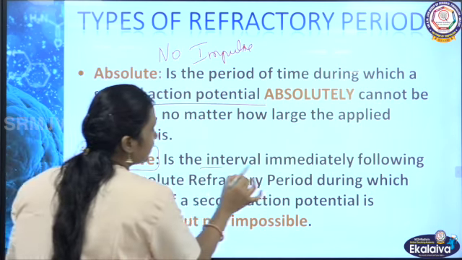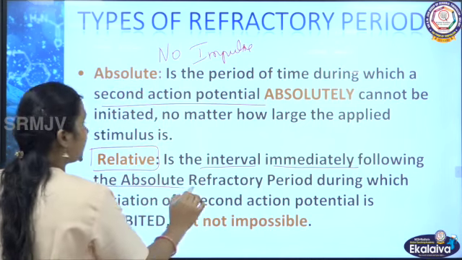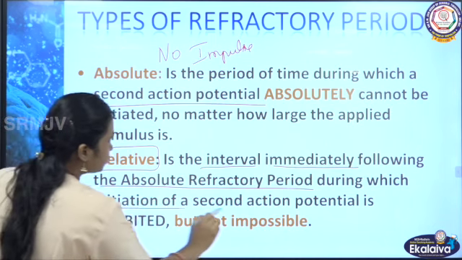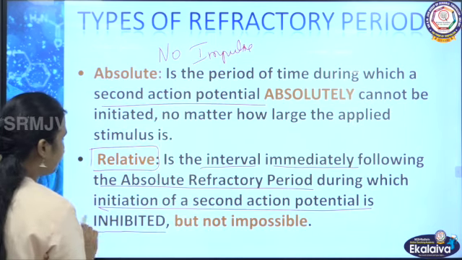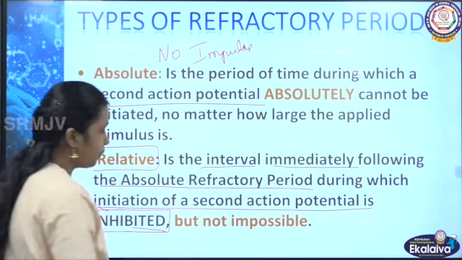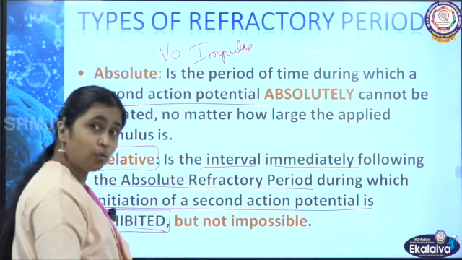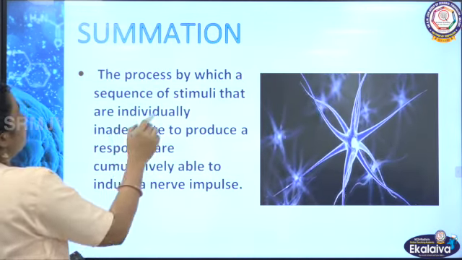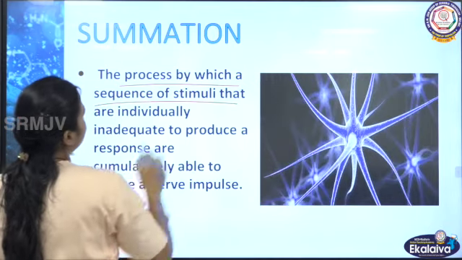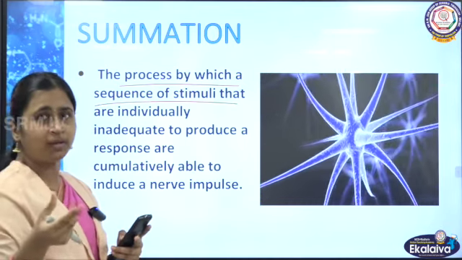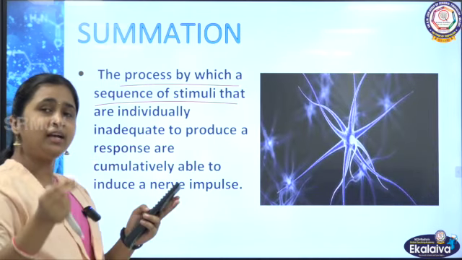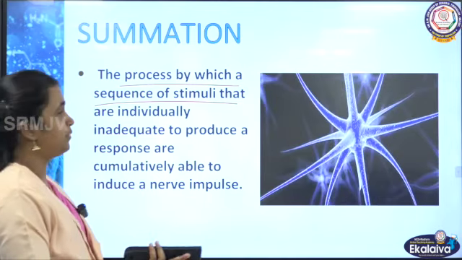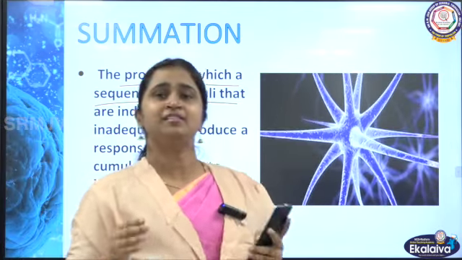We will read this. It is the interval immediately following the absolute refractory period. In the refractory period there is no propagation, during which initiation of a second action potential is inhibited. It stops, it will not allow, but in the relative period it is possible to propagate the impulse also. The last one will complete it, summation, the process by which a sequence of stimuli, summing, total, as I told just now, adding up, even the small stimuli add up and that will propagate and that starts the impulse propagation. So next class we will see the mechanism in detail.